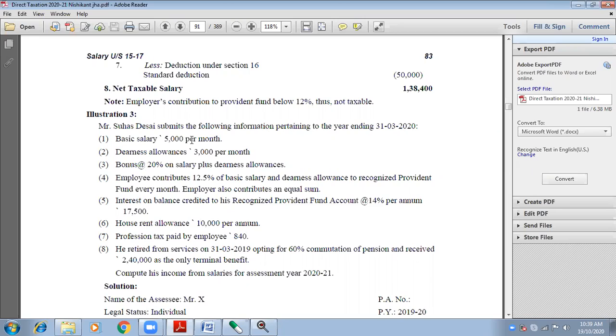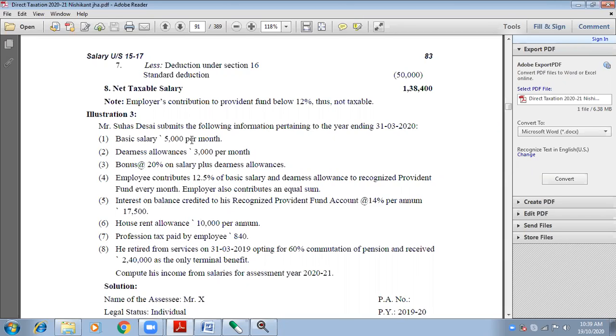अप्रैल से दिसंबर तक 9 मंथ्स होते हैं. लेकिन यहाँ पे गड़बड़ नहीं है. क्यों? क्योंकि ये रिटायर कब हो रहा है? 31 मार्च को. तो प्रॉब्लम ही नहीं है. अप्रैल से मार्च तक 12 मंथ्स होते हैं और 12 मंथ्स की बेसिक सैलरी इसको मिल रही है.